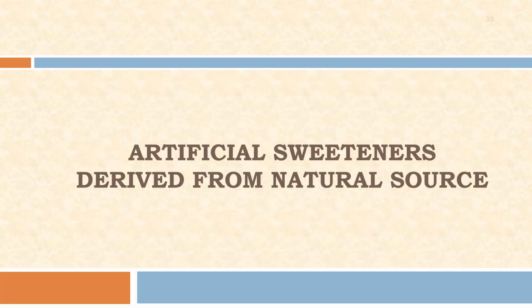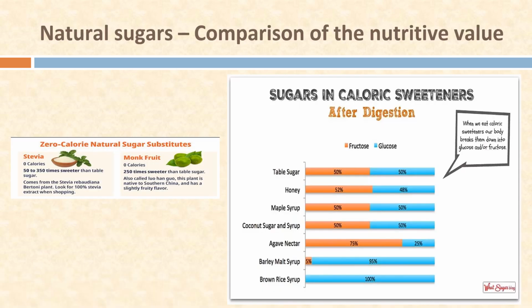So artificial sweeteners derived from the natural source. What are they? The natural sugars are also those from which the artificial sweeteners are derived. Some may be zero calorie sweeteners, some may be high calorie sweeteners. So the honey, maple syrup, or table sugar, coconut sugar and syrup, agave nectar, barley malt syrup, brown rice. So these are all some natural sugar derived sources. These will have a difference in their percentage of free sugars present in them, such as glucose or fructose.